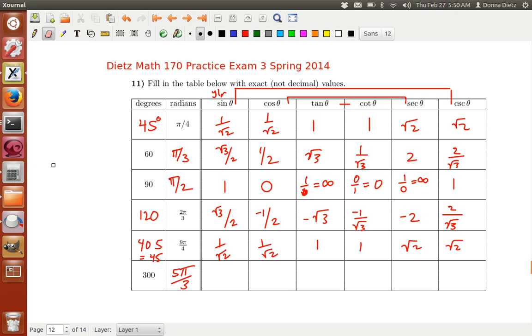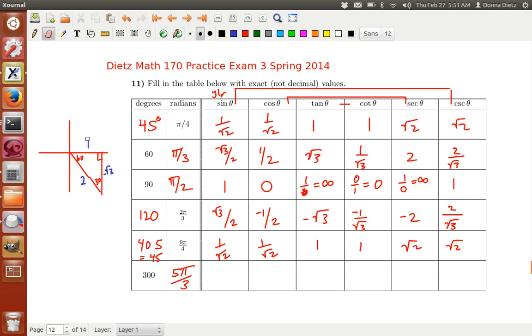That's 300, and that's not in quadrant 1, so we got to think a little bit about that. 300 is all but 60. So that means 60 is the amount of angle that's coming back here. And then again we have 2, 1, square root of 3 going on, but the positive 1 and the negative root 3, because we are actually in quadrant 4.